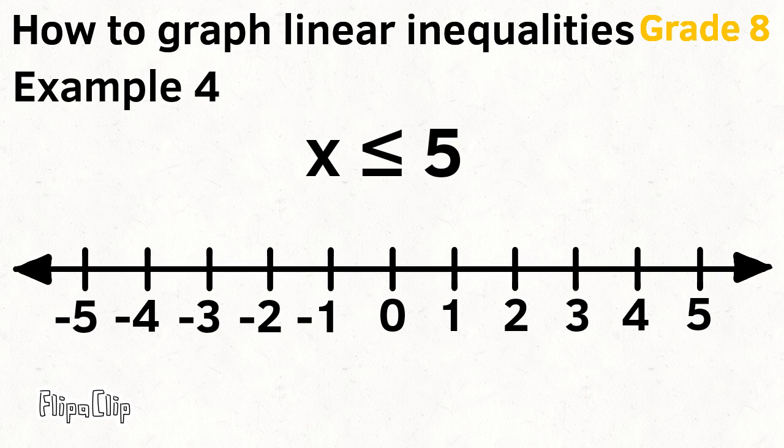So for our last example, we have x is less than or equal to 5. First, we have to put a dot where the constant is, which is 5. And since the less than or equal to symbol is a non-strict inequality, we have to use a closed dot. Next, we have to plot a line.